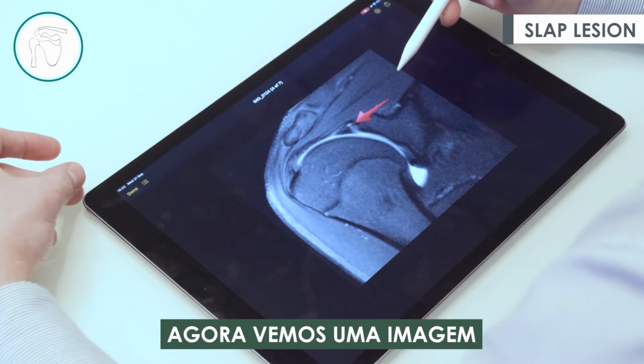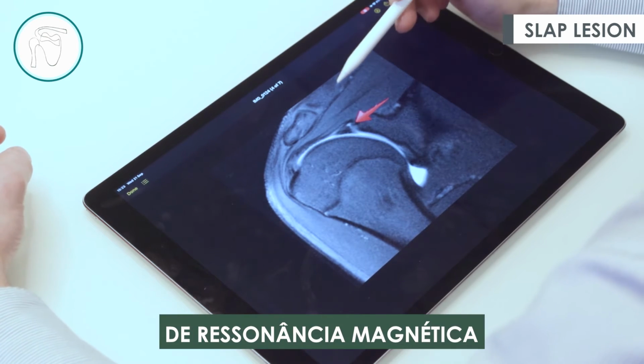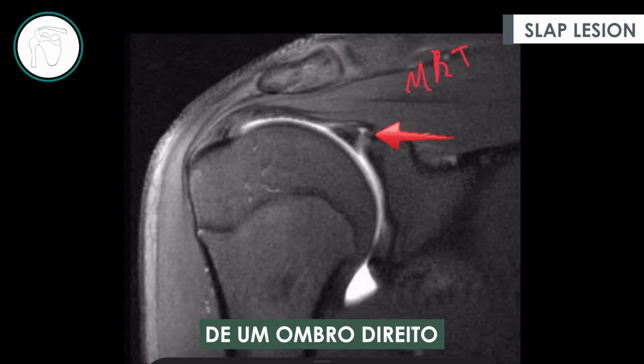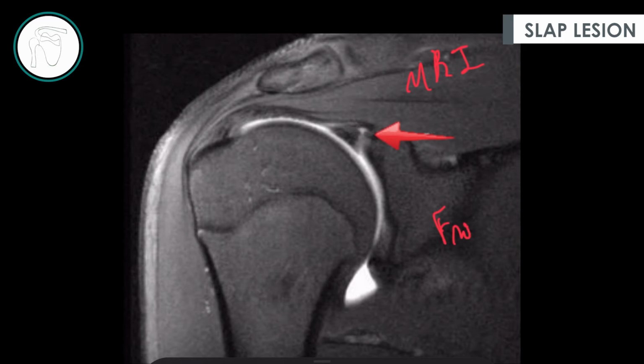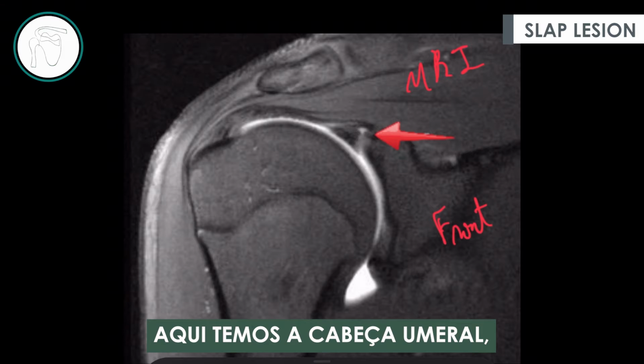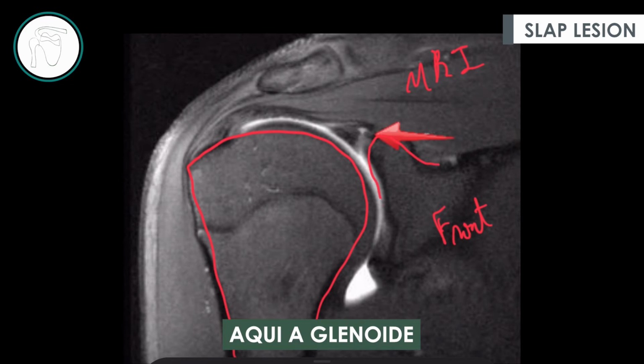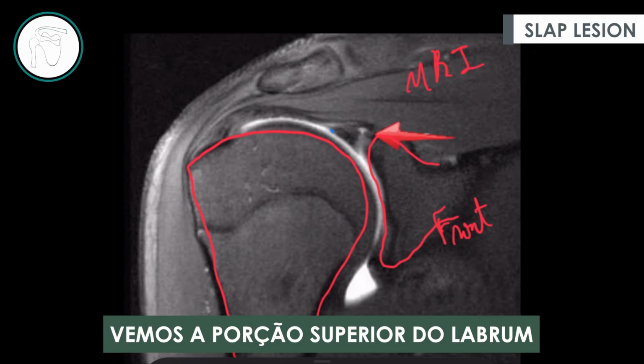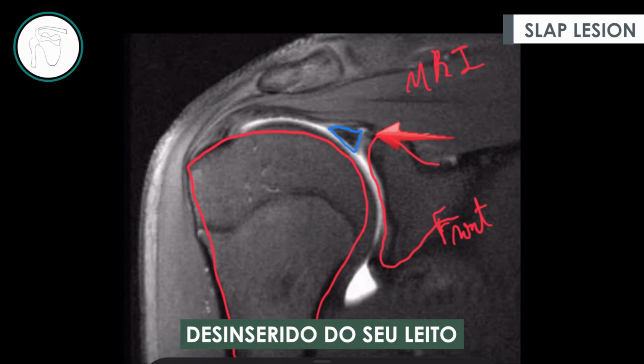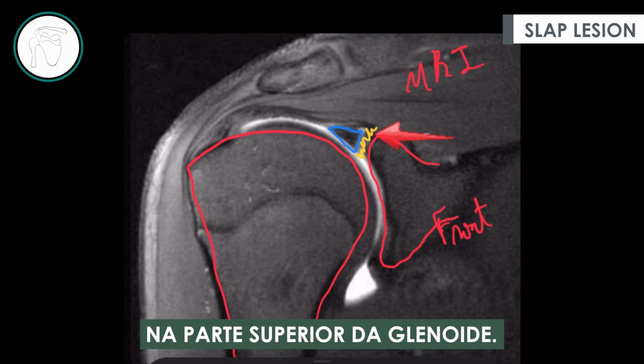Now here, last but not least, we see an MRI image of a right shoulder. This is a front view, and we see over here the humeral head, over here the glenoid, and now in blue we see the labrum detached from where it should be in the upper part of the glenoid.